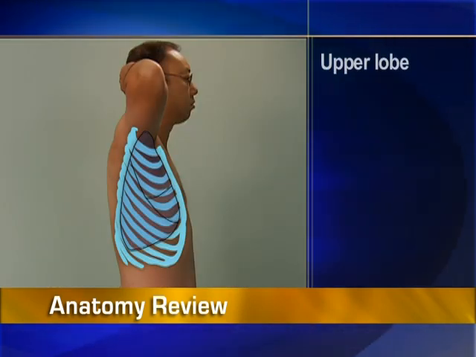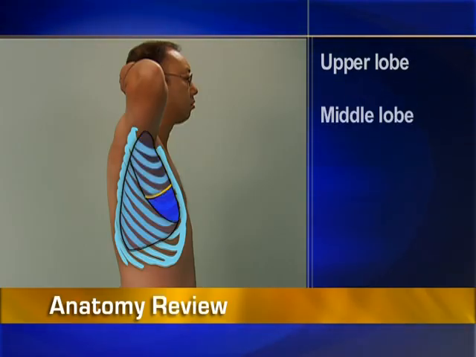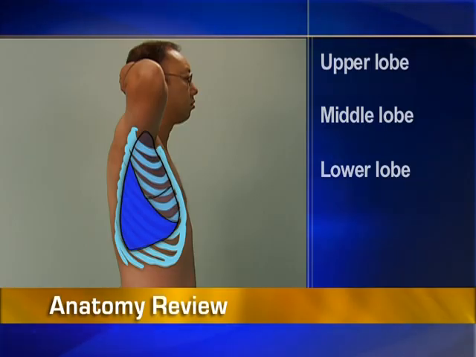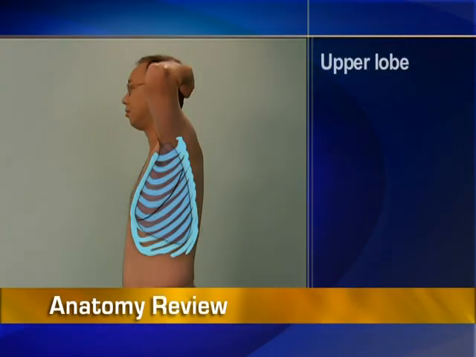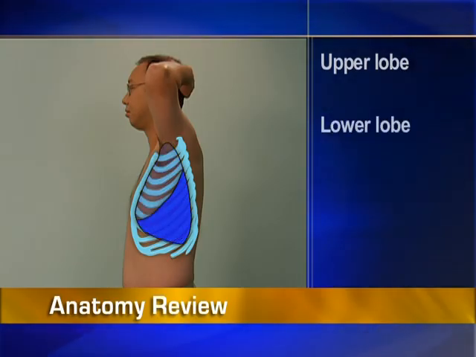On the right lateral thorax, the upper lobe extends from the axilla to the horizontal fissure. The middle lobe goes from that fissure to the 6th rib at the mid-clavicular line, and the lower lobe runs from the 5th rib to the 8th rib in the mid-axillary line. On the left lateral thorax, the upper lobe extends from the axilla to the 5th rib at the mid-axillary line, and the lower lobe continues down to the 8th rib in the mid-axillary line.